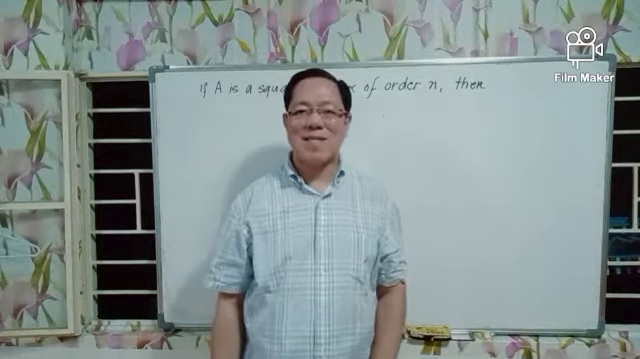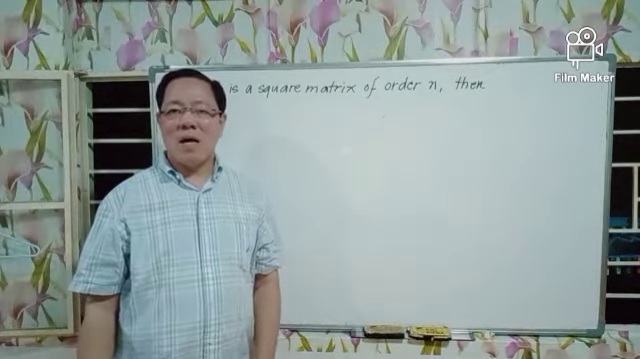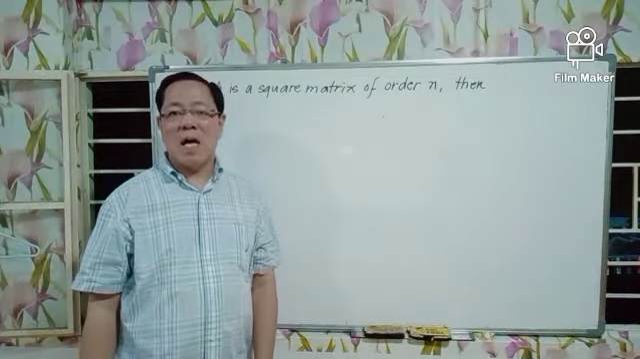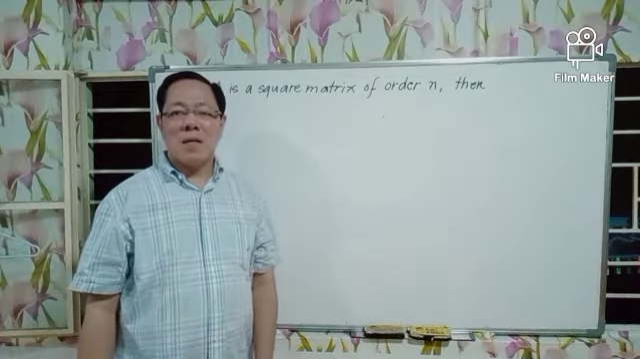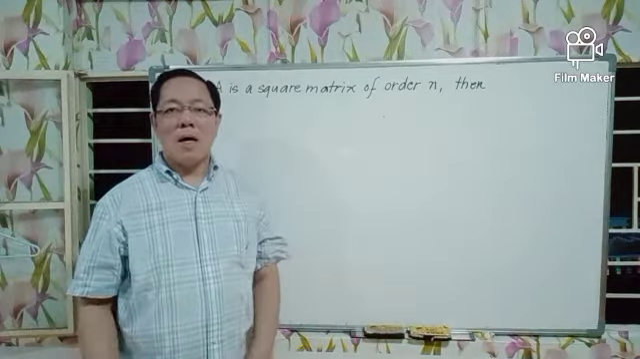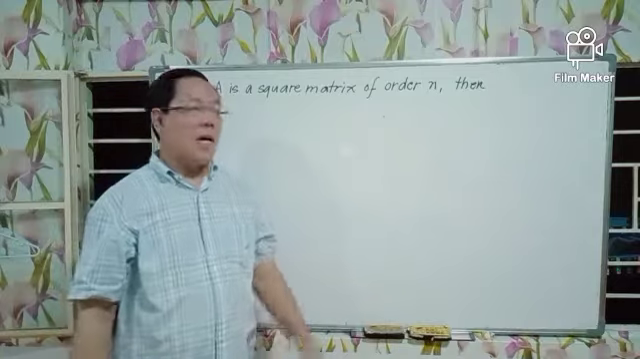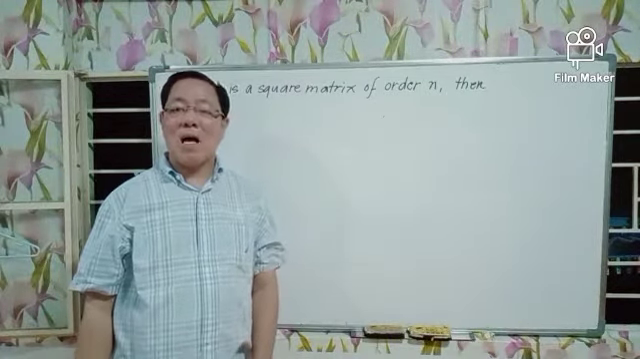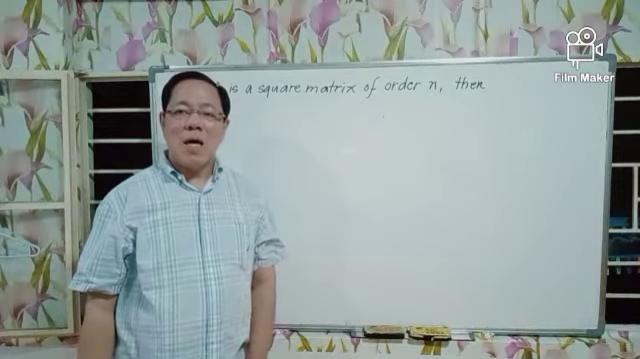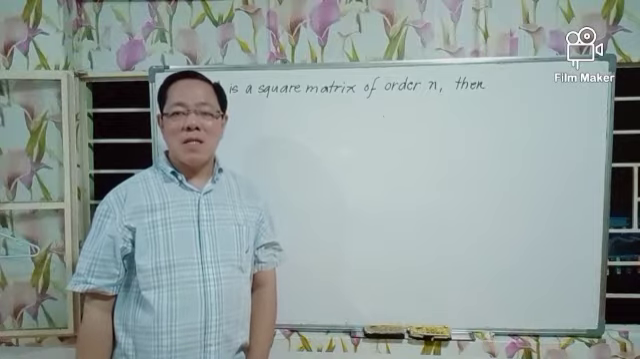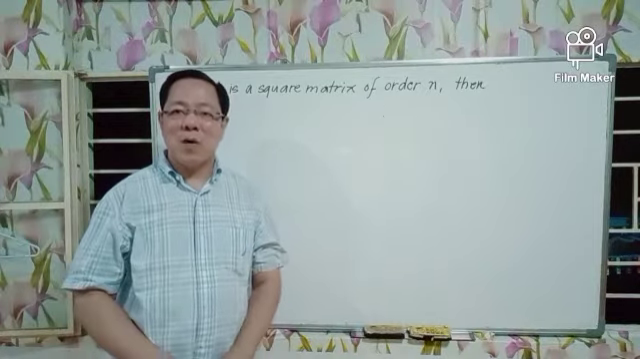If A is a square matrix of order n, this means that only a square matrix can have an inverse, if it has an inverse. Matrix A should be a square matrix of order n. If a matrix has order n, that means the square matrix A has n rows and n columns. And not all square matrices have an inverse, and you will see the reason why in this formula.